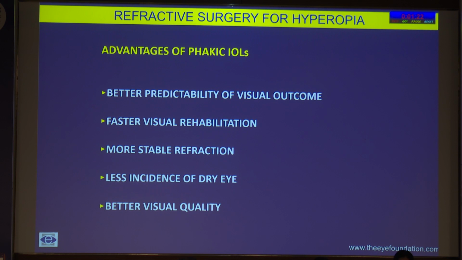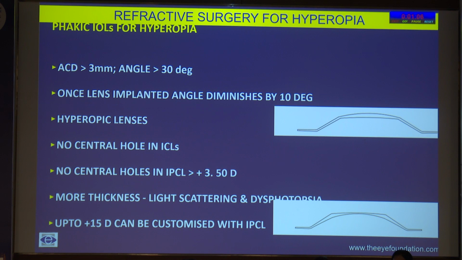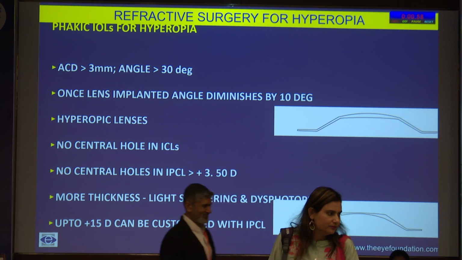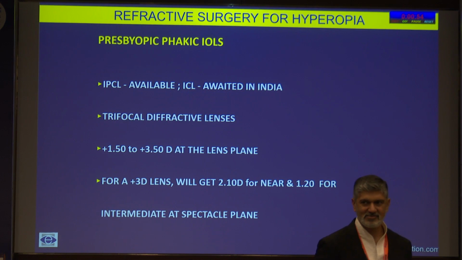more preferred. So the advantages of phakic IOLs would be better predictability and faster visual rehabilitation, a more stable refraction, lesser incidence of dry eye, and a better visual quality. And the phakic IOLs in hyperopia are biconvex, so they're thicker lenses. That's something we need to remember. And they're going to increase the angle by 10 degrees. And the ICLs don't have a central hole, and the more thickness is going to result in light scattering and dysphotopsia. And up to 15 diopters can be customized with the IPCL.